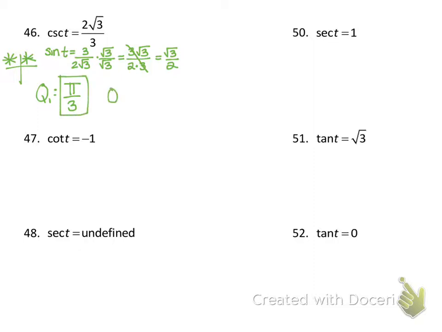So then to be in quadrant 2, we take pi and we subtract our reference angle, and we end up with 2 pi over 3. So these are the two angles on our unit circle where cosecant is 2 root 3 over 3, or you could even say where sine is root 3 over 2.